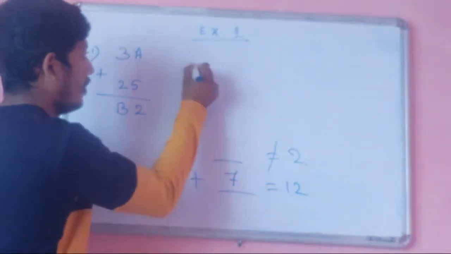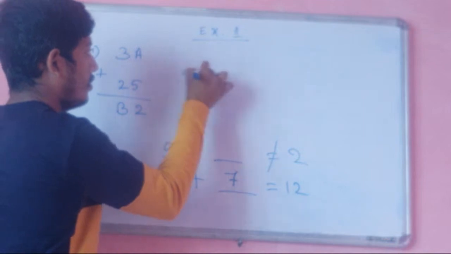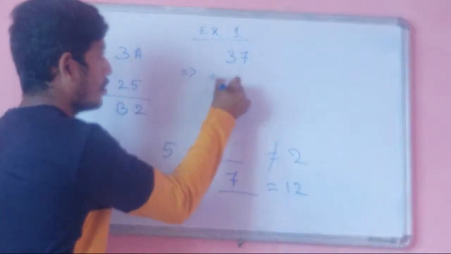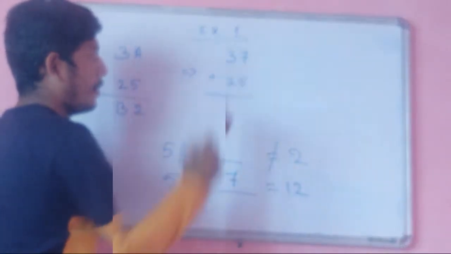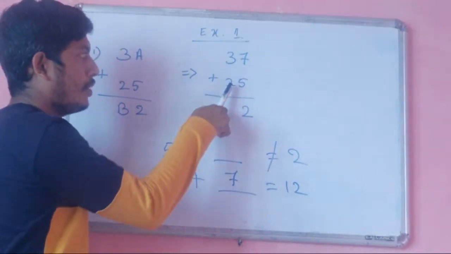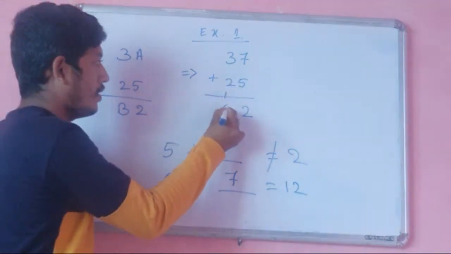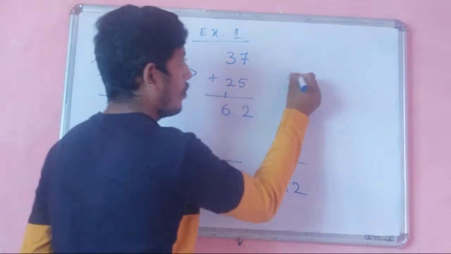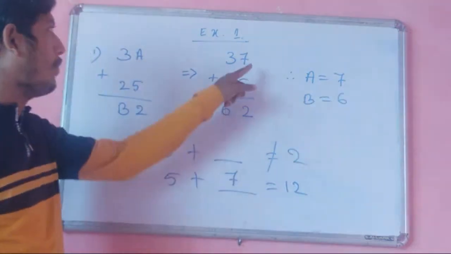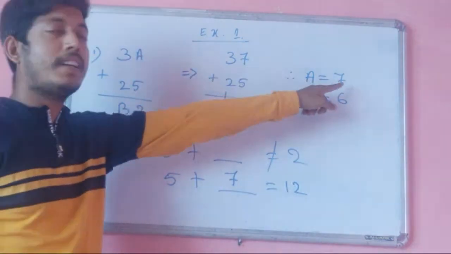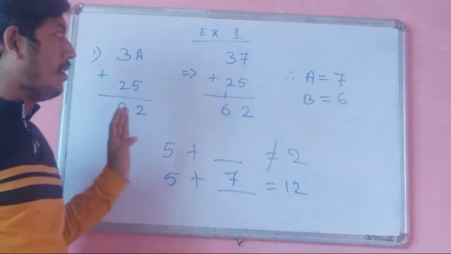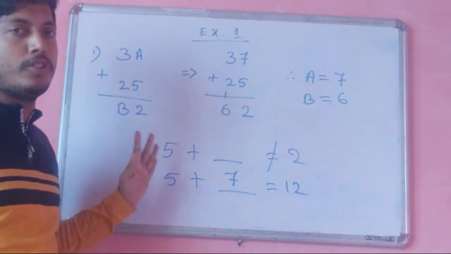So therefore, here I will write 3, 7 plus 25. 5 plus 7 becomes 12, and carry 1. 3 plus 2 is 5. 5 plus 1 is 6. Therefore the value of a is 7 here and the value of b is 6. Instead of a, I consider 7 and instead of b, the value is 6. So this is the single possible case.